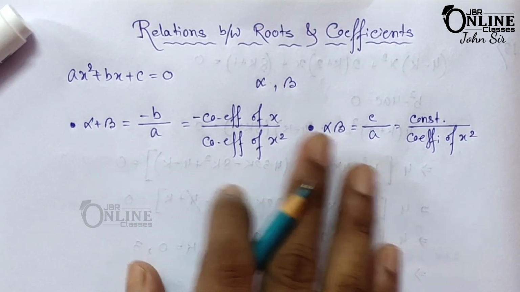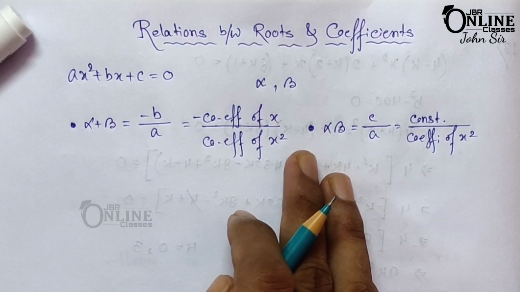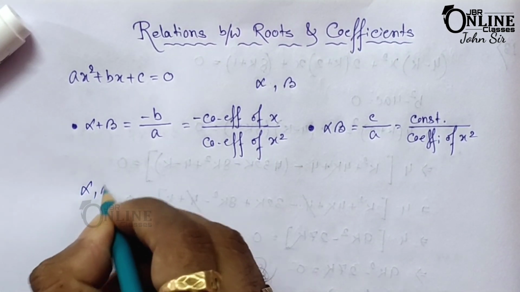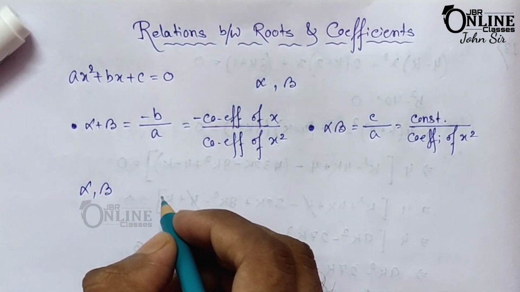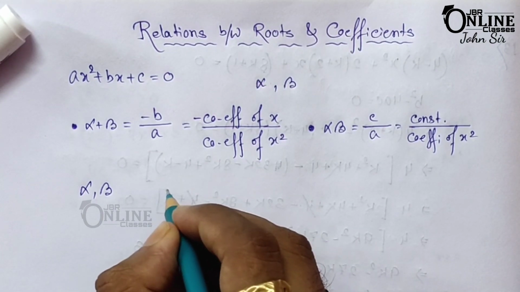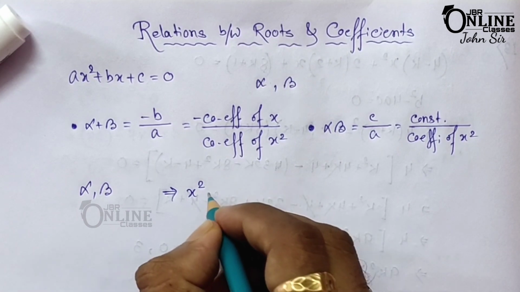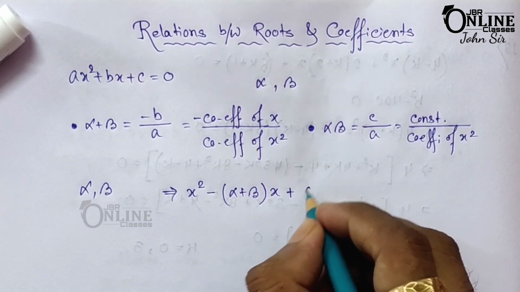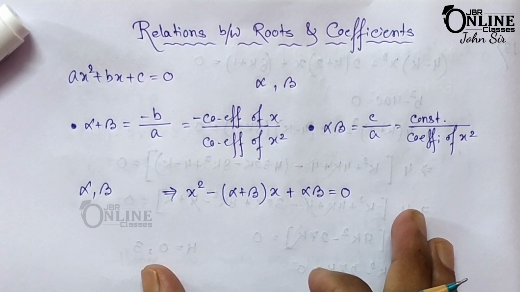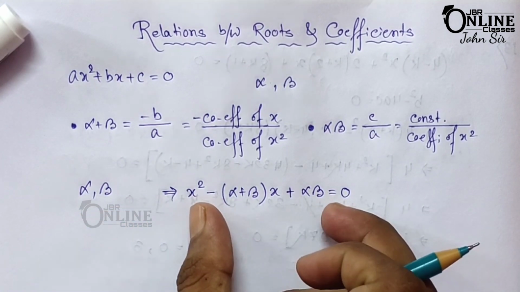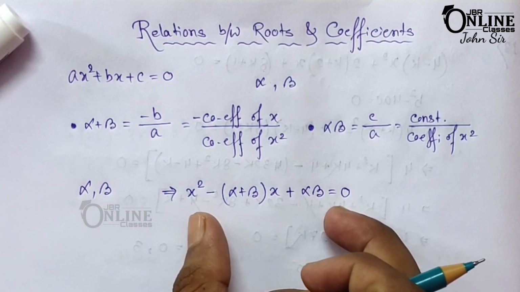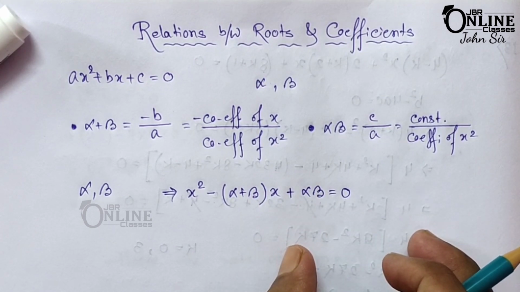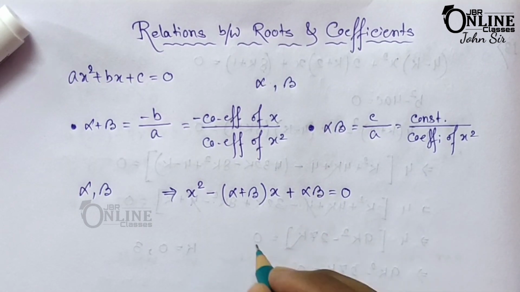Now suppose you have only two roots, that is alpha and beta, and you don't know the quadratic equation. So now you have to form a quadratic equation. Whenever you have two roots alpha and beta and you have to form a quadratic equation, then the formula will be x square minus sum of the roots, that means alpha plus beta, x plus product of the roots, that means alpha beta, equal to 0. So whenever you have two roots and you have to form a quadratic equation with the help of these two roots, then the formula will be x square minus sum of the roots x plus product of the roots equal to 0. Okay, so now I am going to solve exercise 6.4.